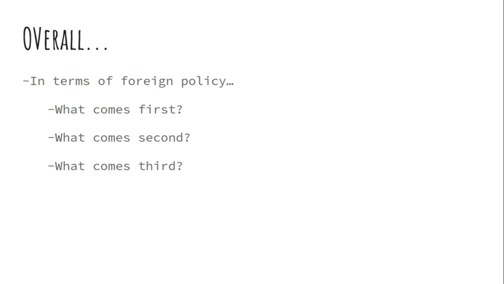So overall, in terms of foreign policy goals, what comes first? Security. Security comes first. Second is economics, and making the world a better place is definitely a third, at least in terms of formal, official foreign policy.